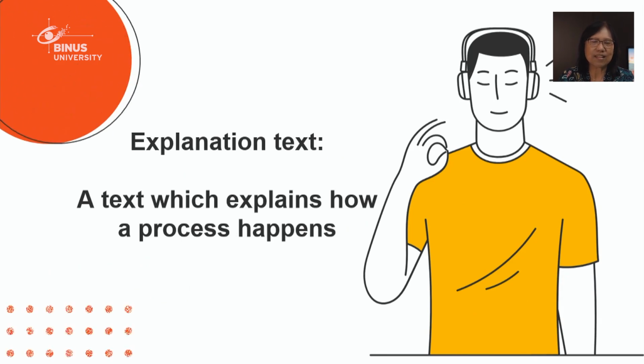So let's start with what is an explanation text. A simple definition is a text which explains how a process happens. So if you want to explain the process, then your explanation is called an explanation text.